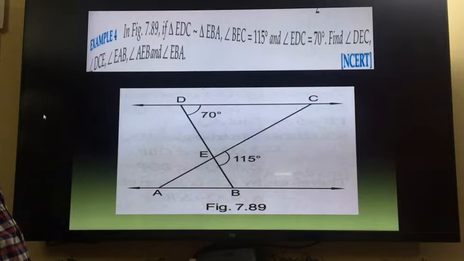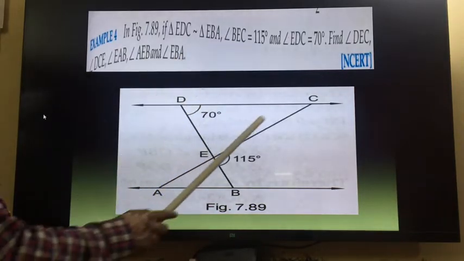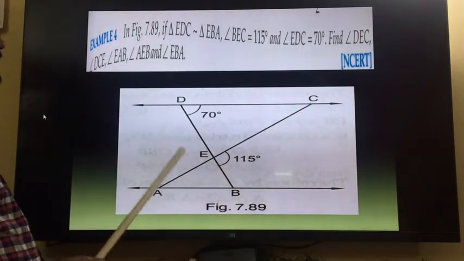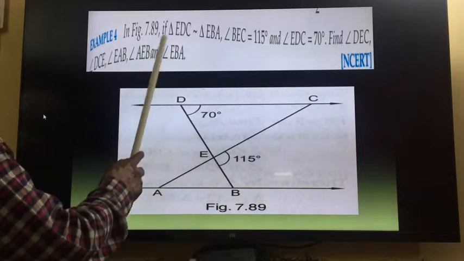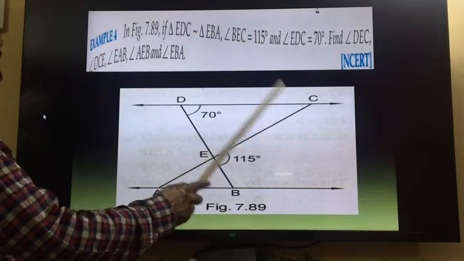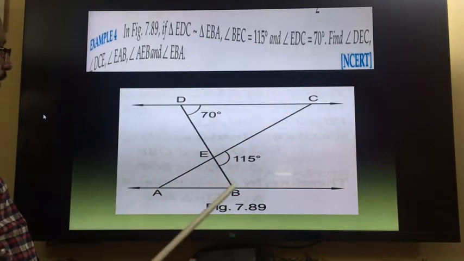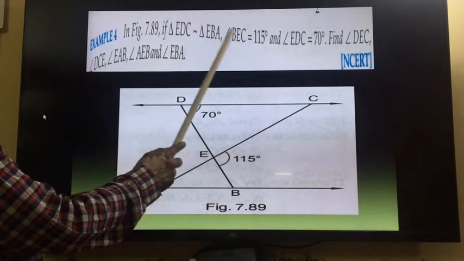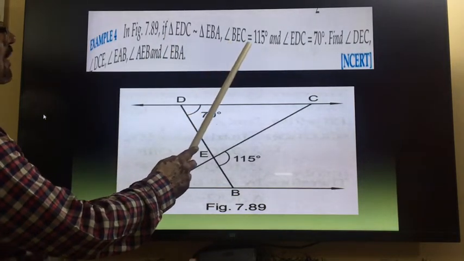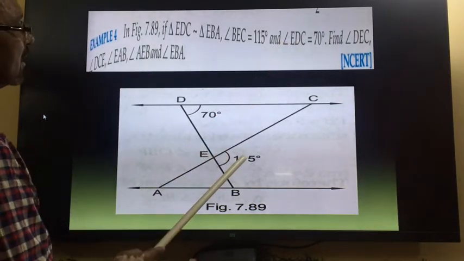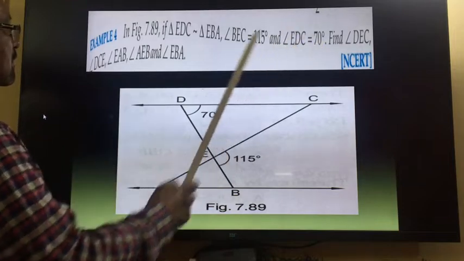Now you see the next question. Here two parallel lines are given and two lines are intersecting at one point E, and they are forming triangle EDC and triangle EBA, and both the triangles are similar. It is given, and now they are talking about the angles. Angle BEC is equal to 115, this is an exterior angle, and angle EDC is equal to 70 degrees.